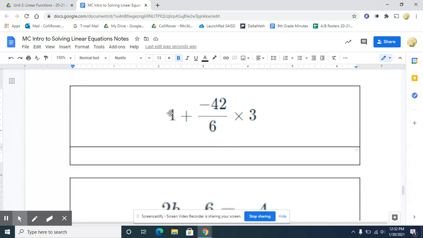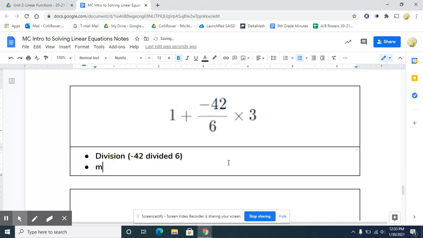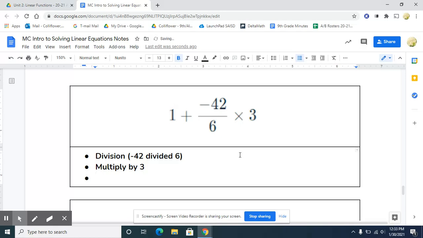In this example, we have addition by 1, we have some division going on, and we have some multiplication. And so the truth is, multiplication and division can be done in really any order. So the first thing we would do here is division. We have negative 42 divided by 6. And then we would be able to multiply by 3. So after we've done that division, we can multiply by 3. And the last step would be addition by 1.